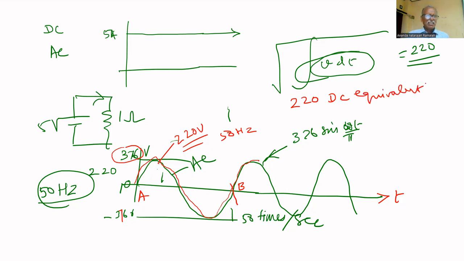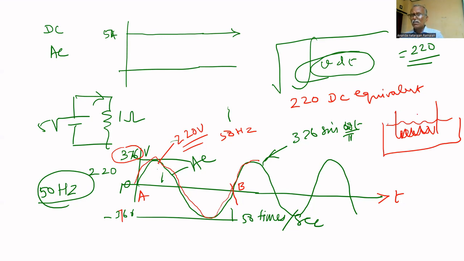DC equivalent. Suppose I have one resistor. I keep this resistor in a water bath. If you flow current through a resistor, the water bath will get heated. That is called an immersion heater.